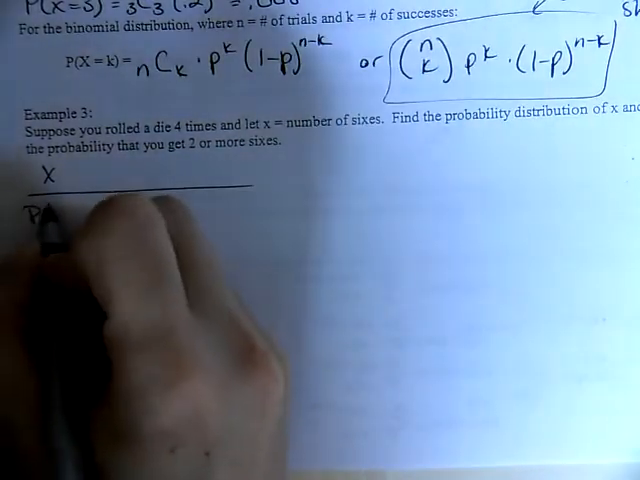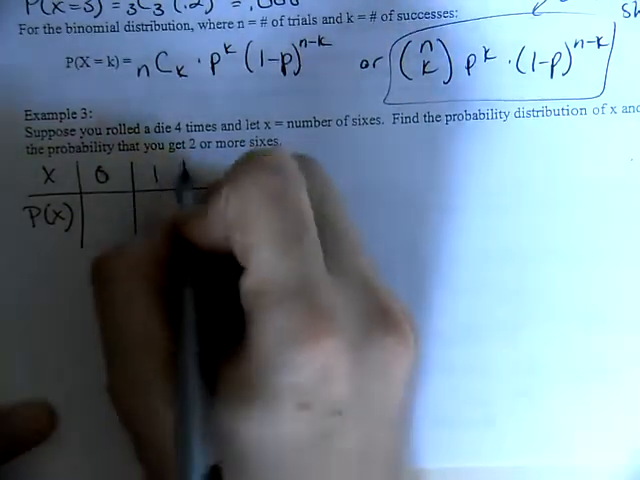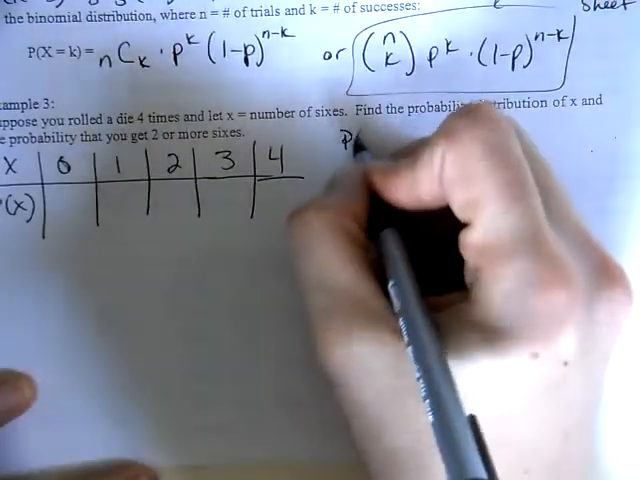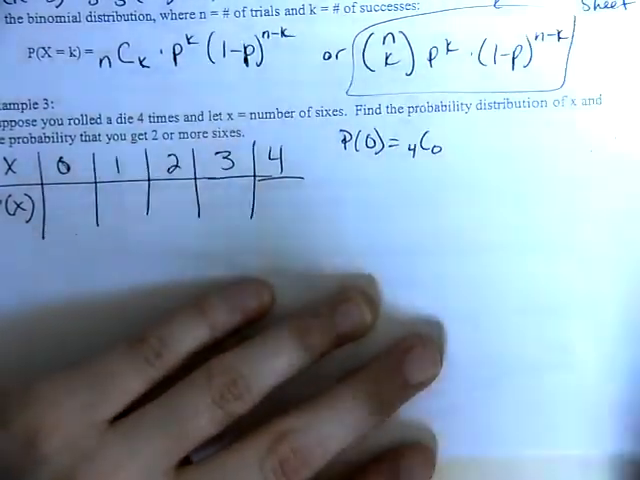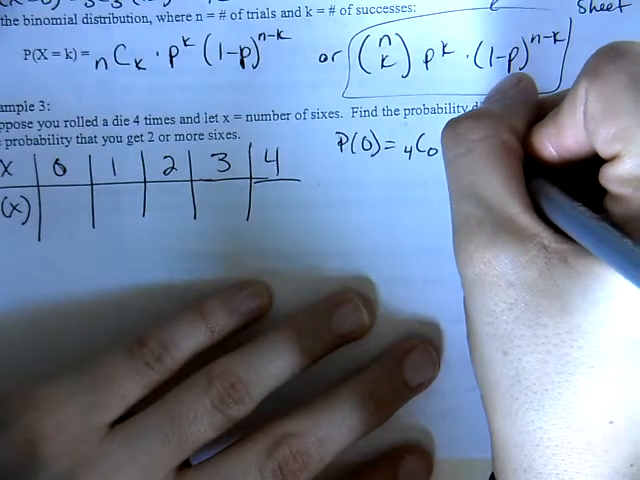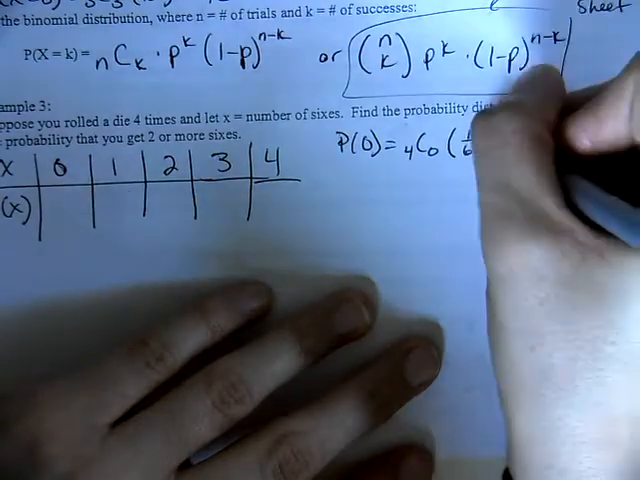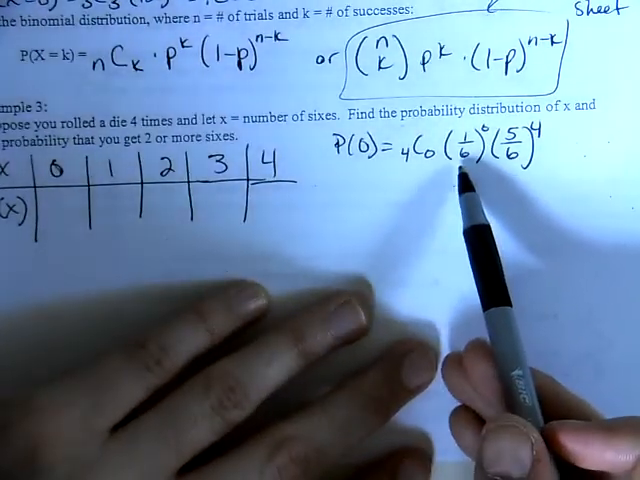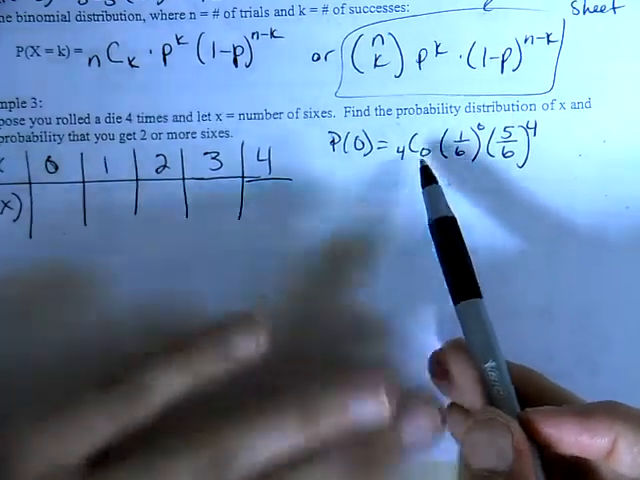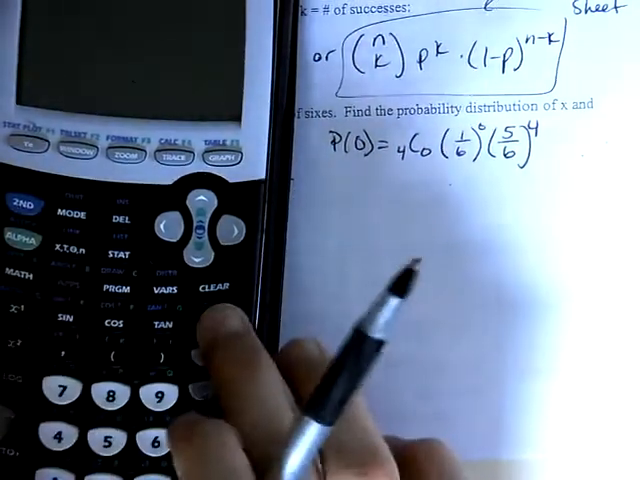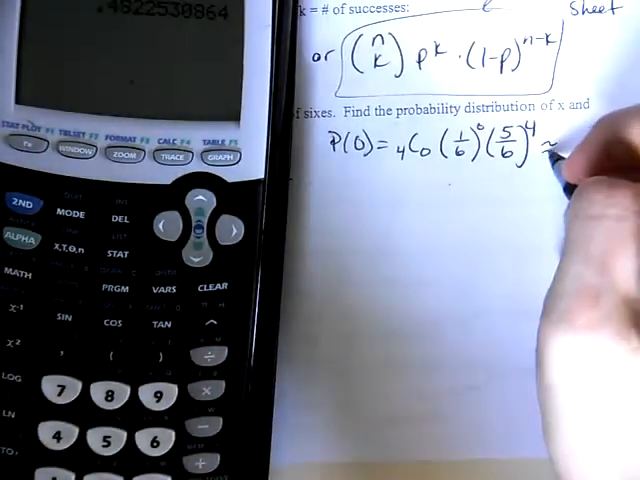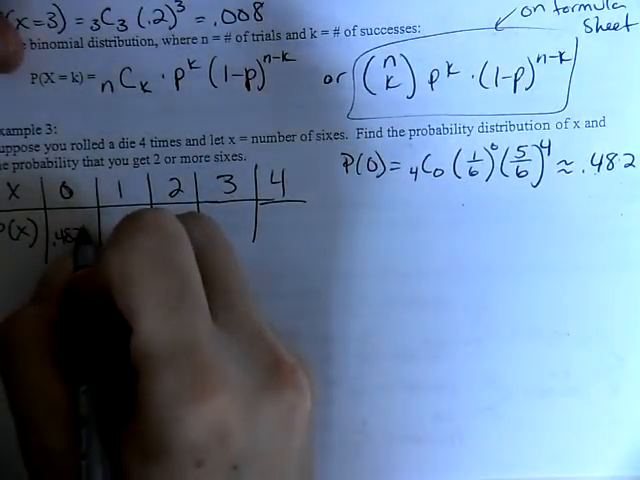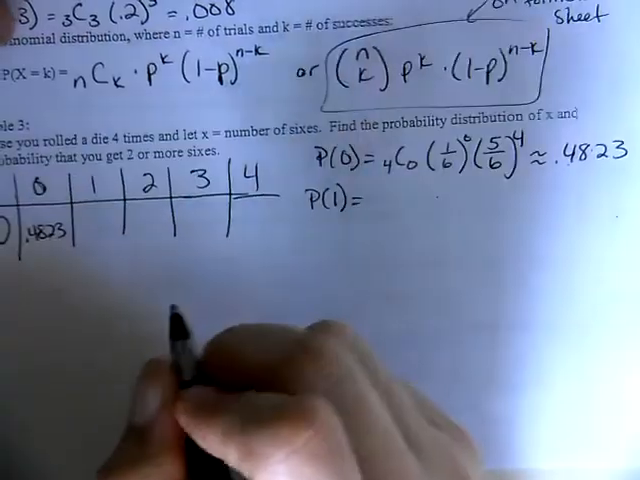So we're going to have x, P of X. So 0, 1, 2, 3, 4. Okay. So the probability I get 0 sixes would be 4C0 times, now really it's going to be 1/6, I want 0 sixes, so it's going to be 1/6 to the 0 power and then 5/6 to the 4th power, because anything to the 0 power, remember, is just 1, and this is just 1. So I'm really only doing 5/6 to the 4th power for this first one. So we're going to say 0.4823.